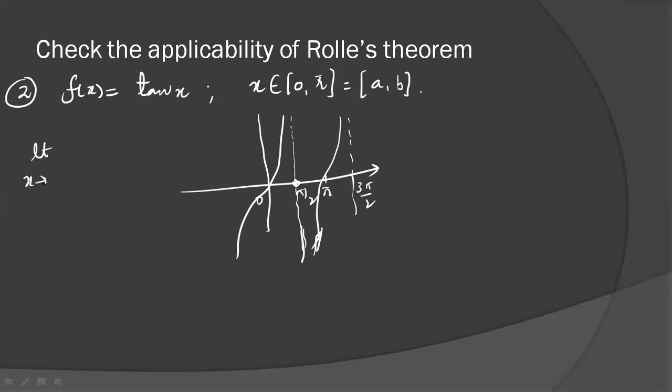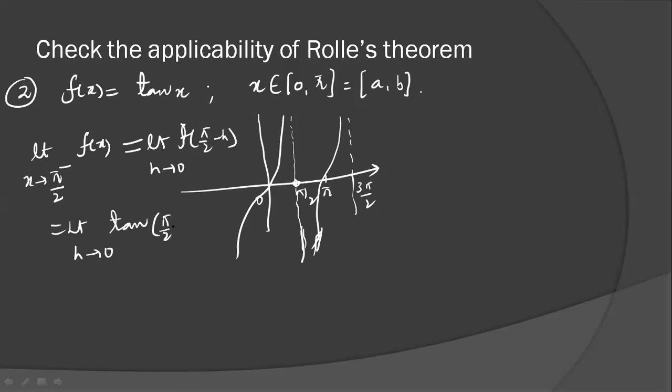If you go limit x tending to pi by 2 minus, means the left hand limit at pi by 2, it is limit h tending to 0, f of pi by 2 minus h, is equal to limit h tending to 0, tan of pi by 2 minus h, is equal to limit h tending to 0, tan 90 minus theta is cot theta, and it is tending to plus infinity. And you can see that when x is less than pi by 2, it is tending to plus infinity only, because the asymptote is going to be at plus infinity.